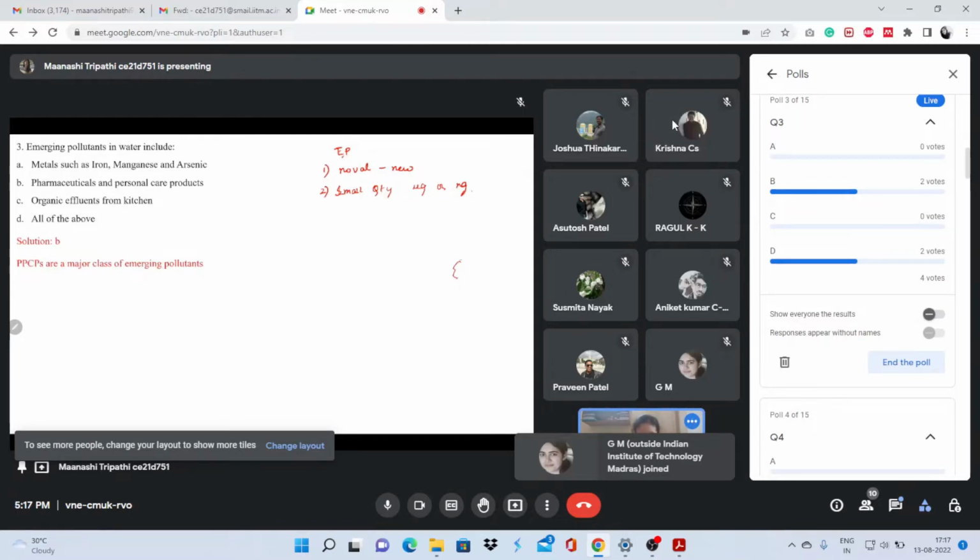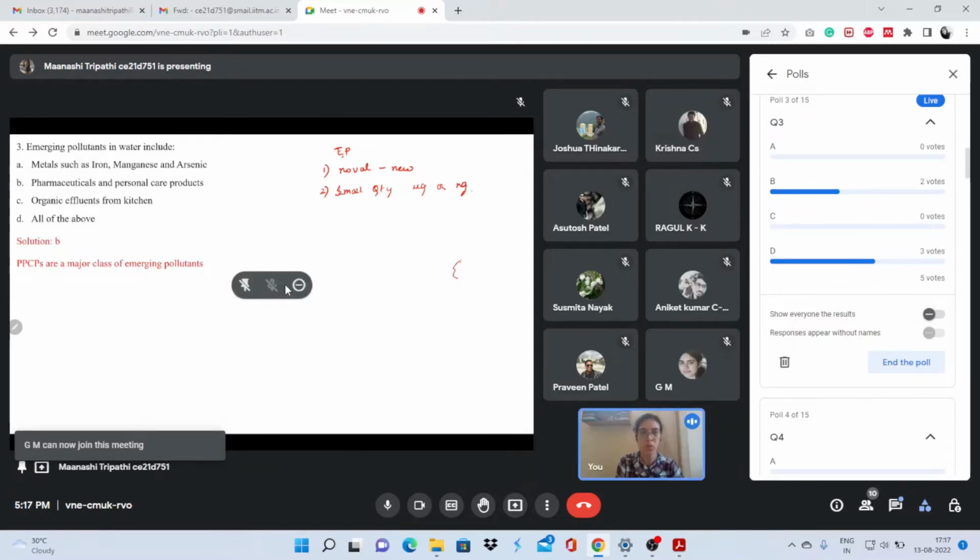Answer is B. Those who were saying all of the above, organic effluent from kitchen is not a new thing, and it is also not present in small quantity. It is present in big quantity. What we get from kitchen, many organic pollutants like fruit slices, vegetables, all these things. So these are not present in small quantity, and these are present in our water since the beginning of time. From the very first day man started making food, these organic effluents are being released from the kitchen. So these are not new.